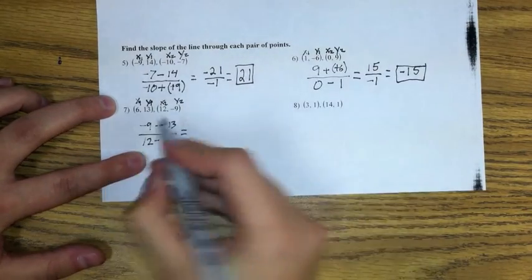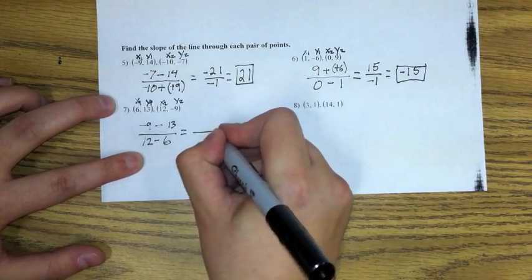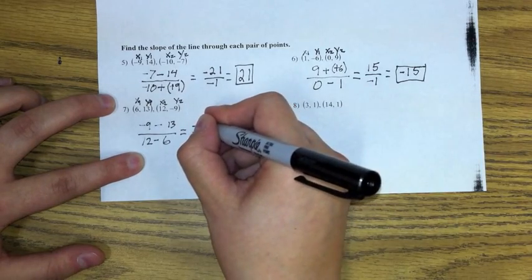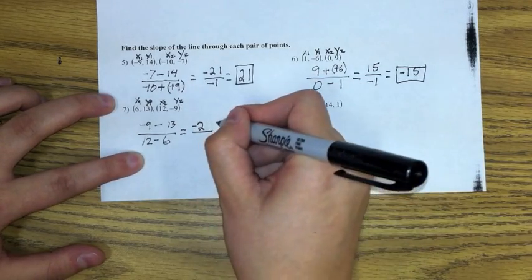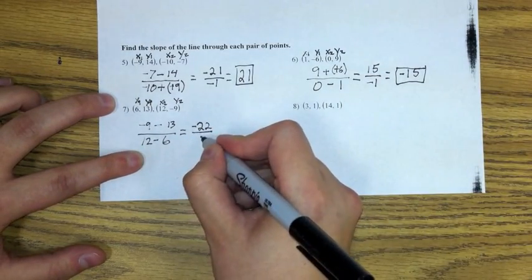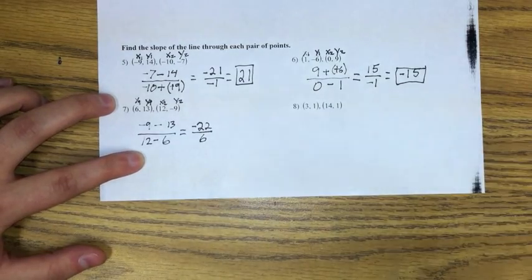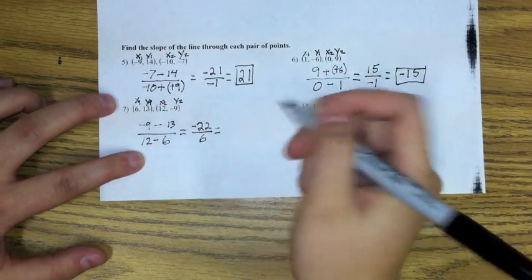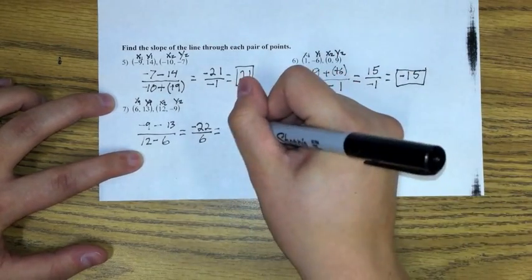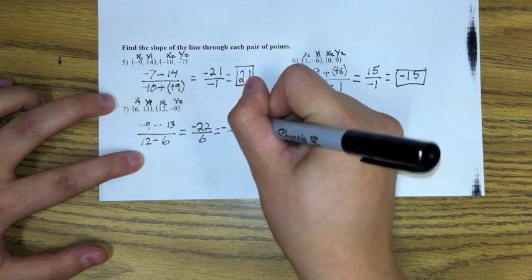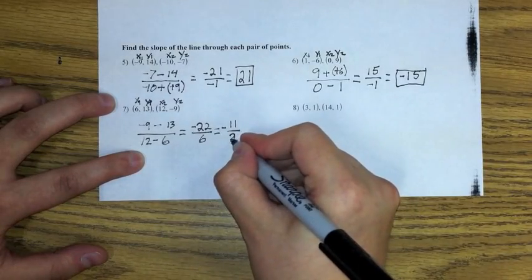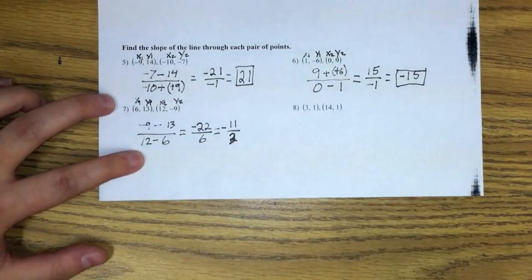All right, negative 9 minus 13 gives you negative 22. And 12 minus 6, which is 6. Now, let's see if we can simplify this. In your calculator, you can type it in and get it back to a reduced fraction, which should bring you to negative 11 over 3, because you can take 2 out of each. Oh, sorry, out of 3. I do apologize. Okay, and you're done.